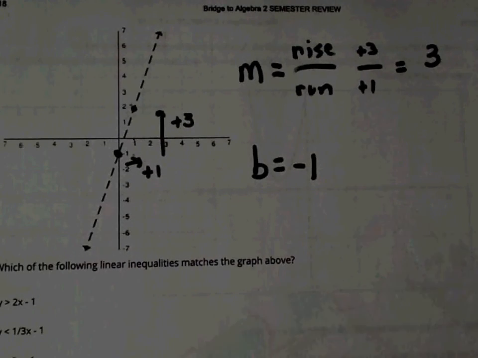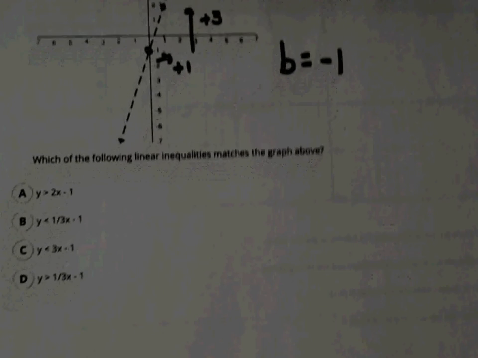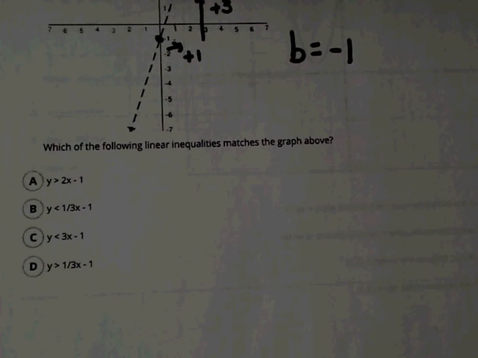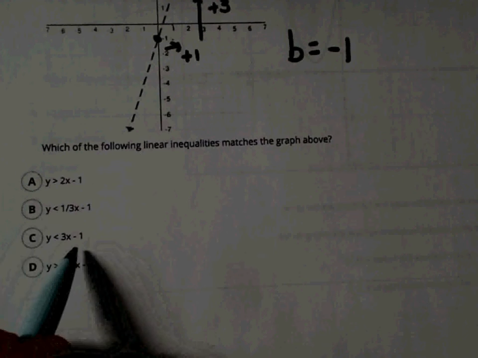So which of these over here has a slope of 3? Which of these has a slope of 3? Letter C. Why is the 1/3 not the same thing? Because if it was 1/3, the rise would be 1 and the run would be 3. That is outstanding. That is outstanding.